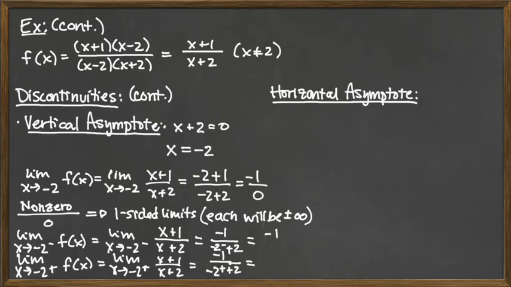So we're looking at negative 1 on the top for each one. The negative 2 minus would be like negative 2.1. Add 2 to it, we're still in the negatives, so it would be a 0 minus.